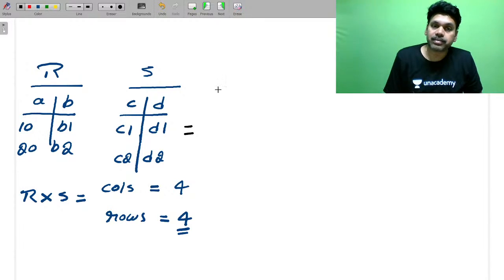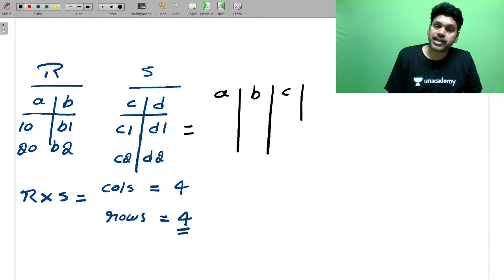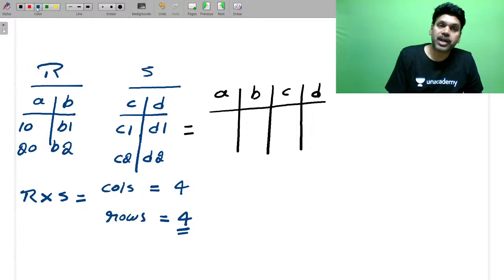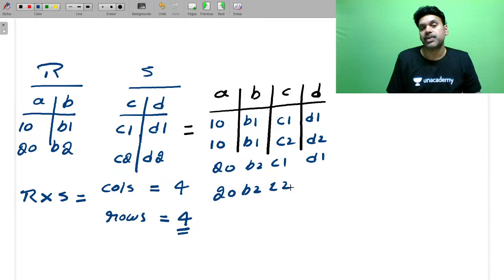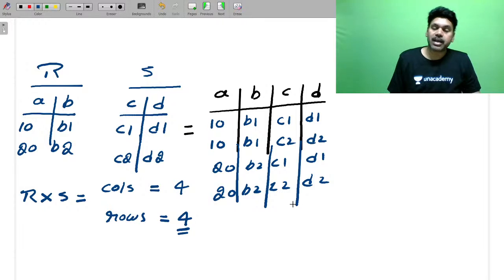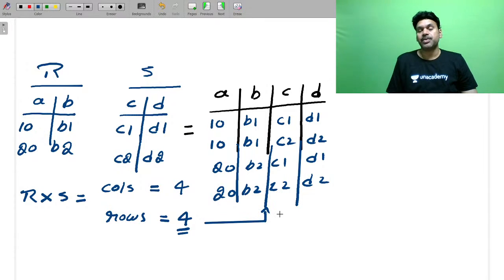So how did you get them? A, B, C and D: 4 columns. 4 rows. How did you get the 4 rows? This 10 B1 will map with C1 D1. 10 B1 will map with C2 D2. And 20 B2 is mapped with C1 D1. And 20 B2 is mapped with C2 D2. That's it. So you got an instance. How many? It's 4.